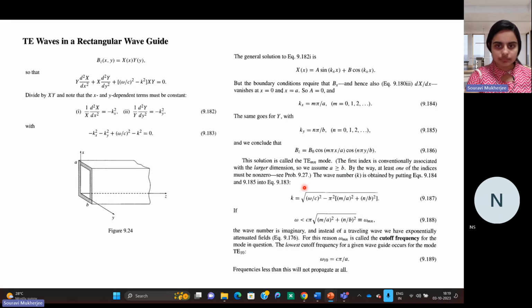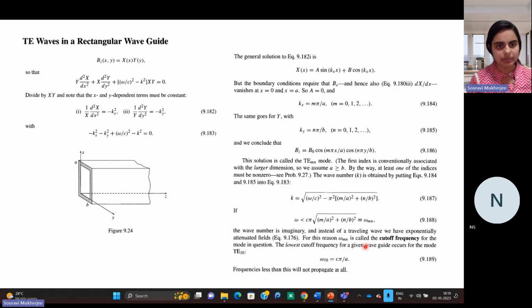Now kx and ky satisfy this relation, so from here you can actually find the wave number, and this is how it looks. For the wave number to be real, this quantity should be greater than 0. That means when omega is less than this particular value, your wave number becomes imaginary, and then what you have is an attenuated wave.